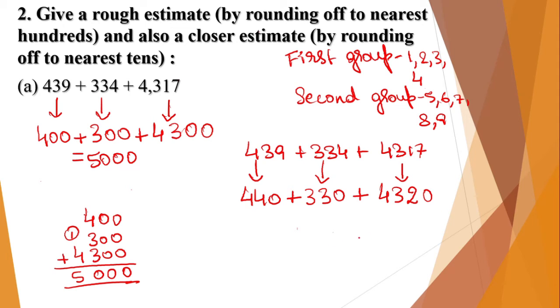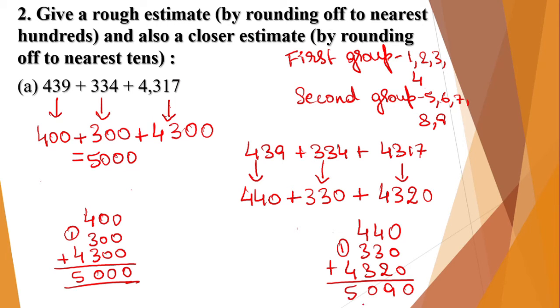Now we should add all of them. 440 plus 330 plus 4320. Now 0 plus 0 plus 0 is 0, and 4 plus 3 plus 2 is 9, and 4 plus 3 plus 3 is 10. So 0, and 1 carry over, and 1 plus 4 is 5. So we will get 5090.